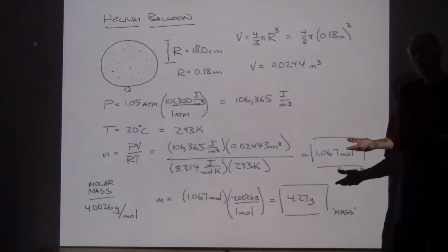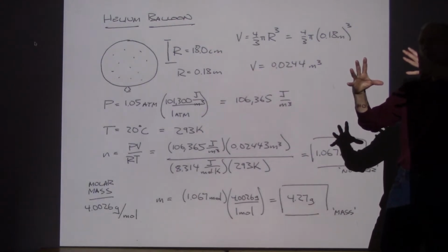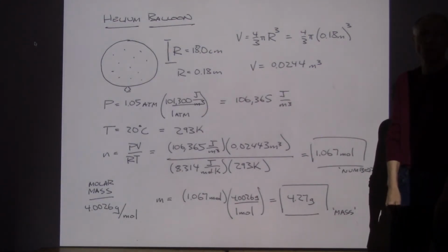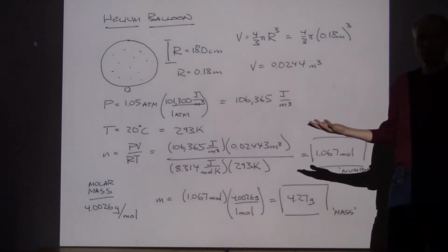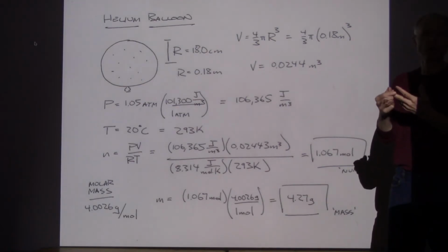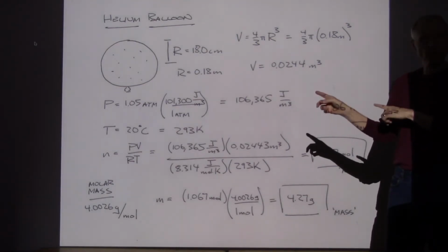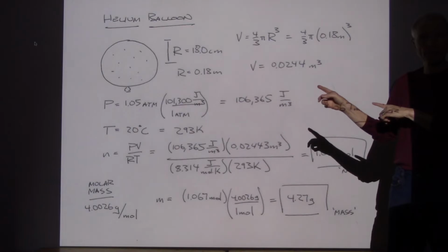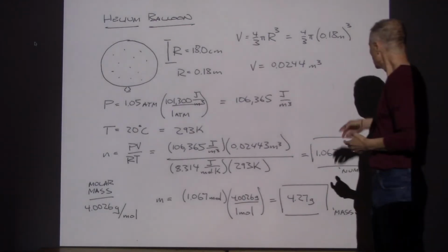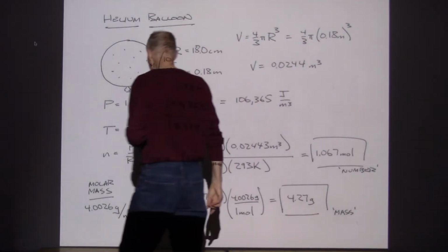So, about 1 mole. So I'm thinking, here's a balloon, it's about this big, and it contains about 1 mole of gas molecules, regardless of what gas is in there, whether it's helium or hydrogen or oxygen. If it's got these pressure and volume and temperature values, it's going to be about 1 mole.